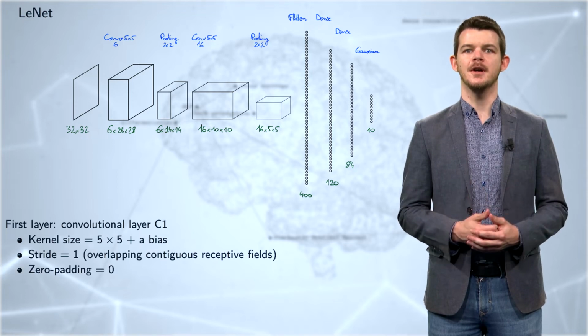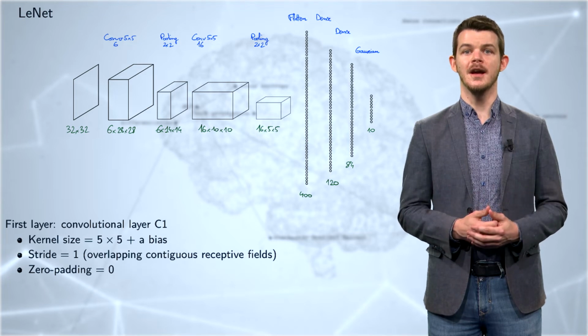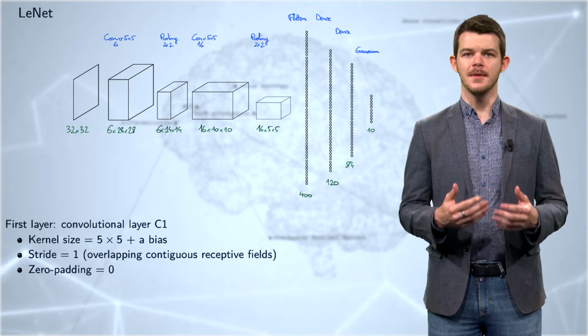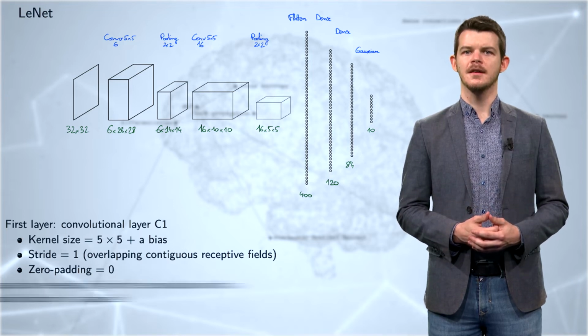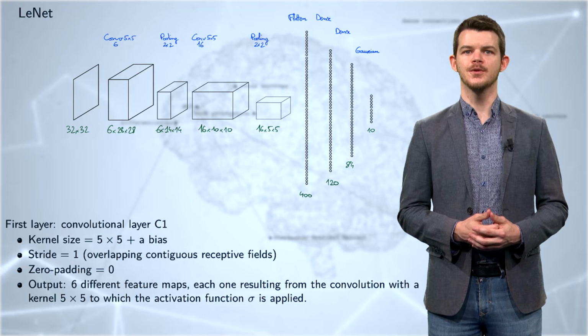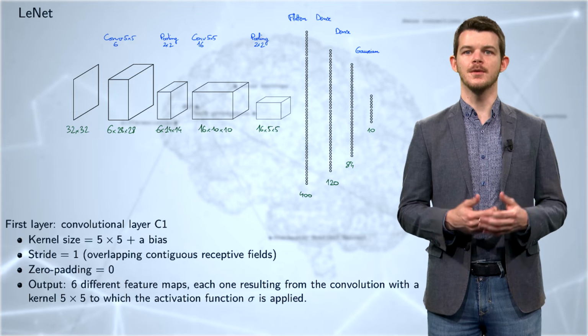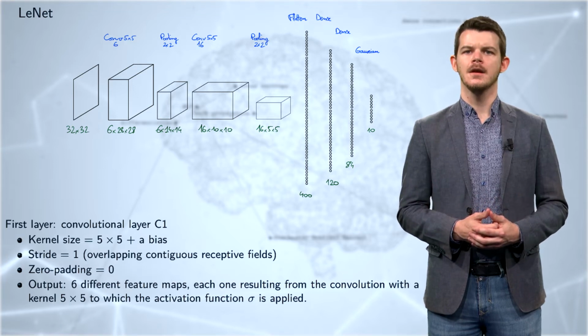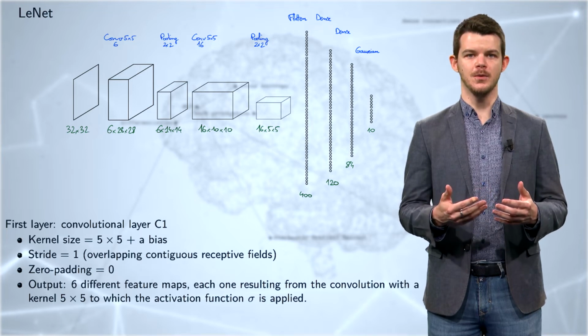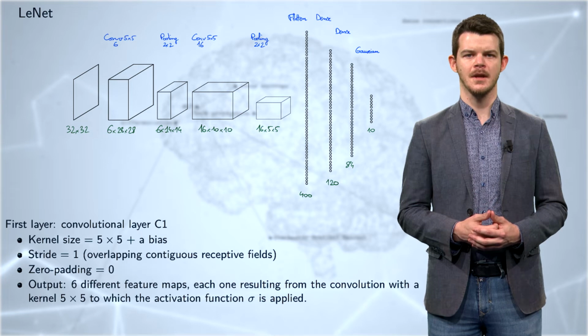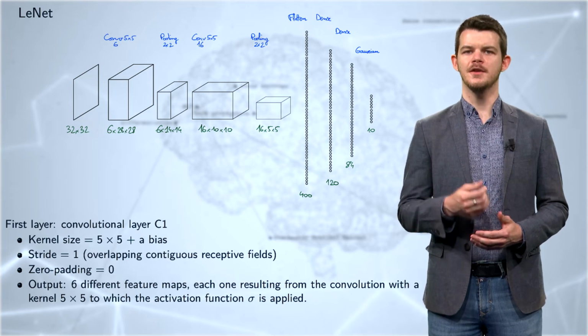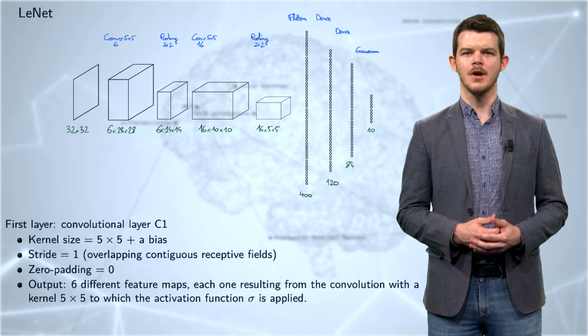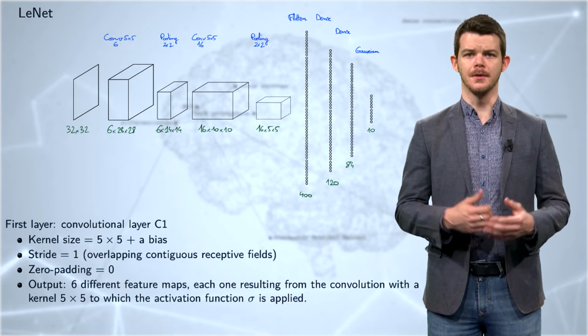Note that with these parameters, the spatial dimension of the resulting feature maps, which are of 28 by 28, are smaller than that of the original image. 6 such feature maps are produced, which is summarized by an output volume of size 6 by 28 by 28. Here the depth is the first coordinate. Note that the kernel has 5 by 5 plus 1 parameters, the extra parameter corresponding to a bias, a constant term. After performing the convolution, an activation function is applied element-wise. We will specify this function later on.